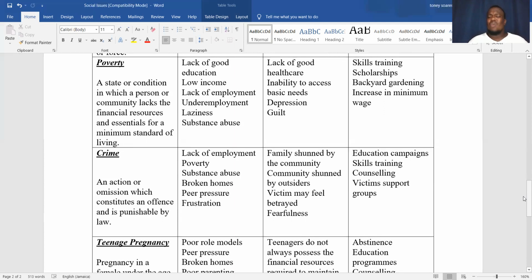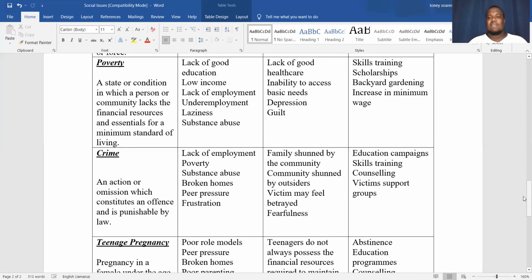Some persons are just downright lazy, so they remain poor, right? Some persons are substance abusers and they use all the money and resources to fund their need to abuse substances, so they remain poor. Some of the consequences: lack of good health care because they just don't have the money to eat the right things, to go to the doctor, purchase the medication, right? To take care of any bad health condition that they might have.